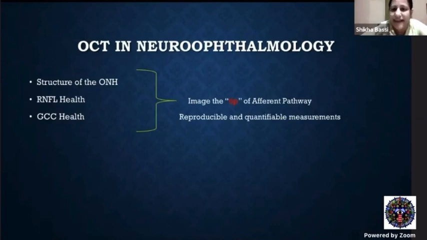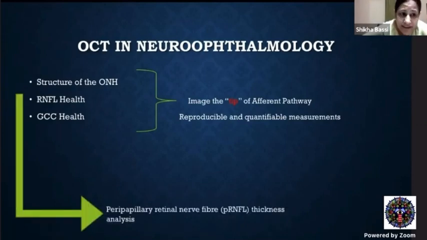You can really capture the information and keep it for your record for future reference. So we can look at the structure of the optic nerve head. We can look at the RNFL health. I said by doing, how do we look at the RNFL health? By doing the analysis of the peripapillary RNFL thickness analysis. This is the term which we need to remember.